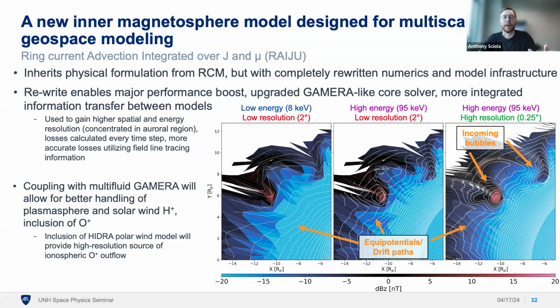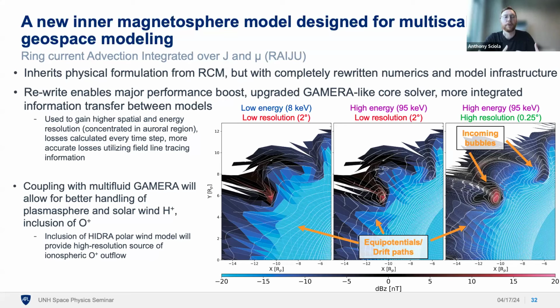That means we'll be getting a major performance boost that will improve the model runtime overall, so we can do longer and higher resolution simulations. We're upgrading the core numerical solver to be similar to the high quality numerics used within Chimera. This also allows for a more integrated information transfer between the different models. We'll use this to gain a higher spatial and energy resolution, and particularly concentrate a lot of our grid resolution in the auroral region to capture those mesoscale features in the aurora. We'll be able to do things like calculate losses at every single sub-time step of the model. It's getting into the details, but basically we'll be able to do it at a higher cadence than what we can do now in RCM.